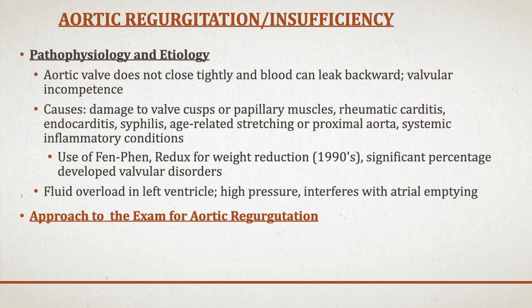Back in the 90s, there was a weight loss drug known as fen-phen and Redux that a lot of women took. So they developed aortic regurgitation as a result of that weight loss drug that was very common back then. So you have a fluid overload in the left ventricle. Now, know your heart structure. Where is that aortic valve located? So that you have that overload of fluid in that left ventricle because the blood cannot push through. So you have high pressure and you have interference with atrial emptying.